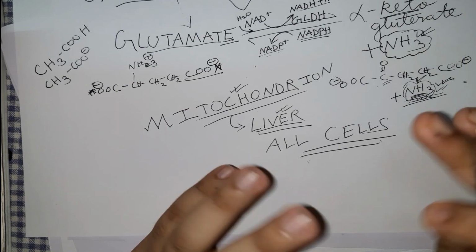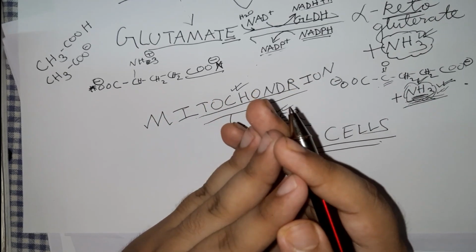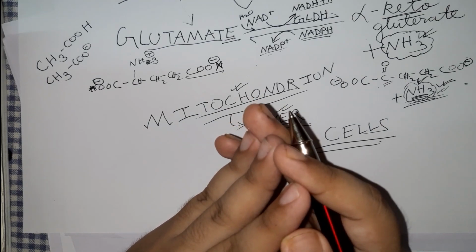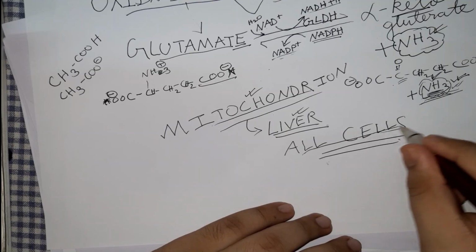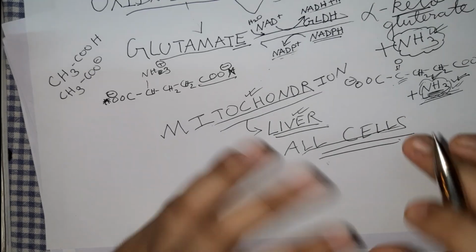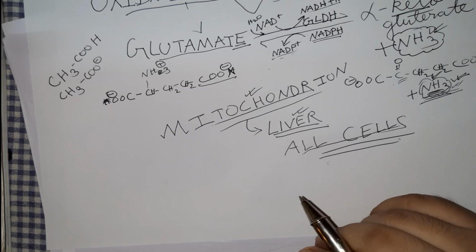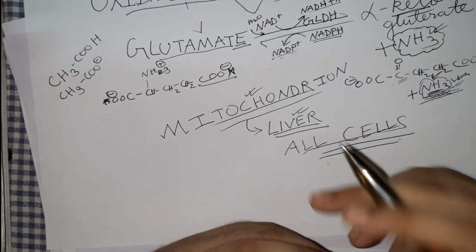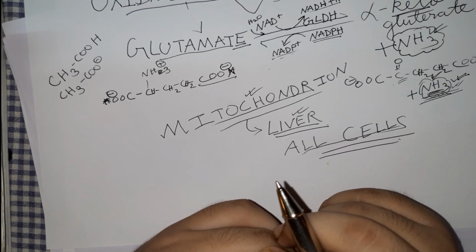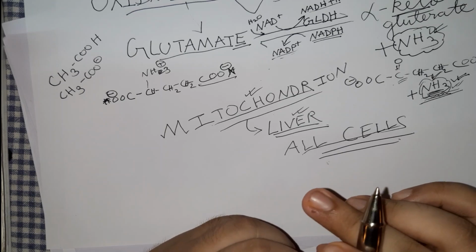But is 100% of the ammonia which is formed in our body formed in the liver? The answer is no. That is not the case. As I said, almost all cells produce ammonia by one way or the other because it's a metabolic waste product. Protein degradation and metabolism are going on in all cells in the body, so ammonia is formed in almost all cells and tissues.